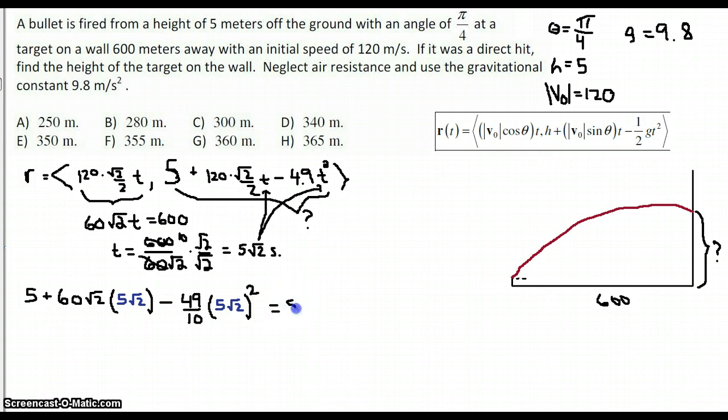And so we take 60 root 2 times 5 root 2. So root 2 and root 2 together give you 2. So that's a 10. And we have 600 for the second term. Third term is a bit of trouble. 5 root 2 squared. That's 25 times 2. In fact, let's leave it like that. So we have 49 times 25 times 2 all over 10.